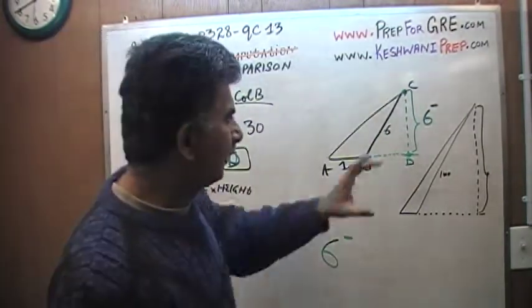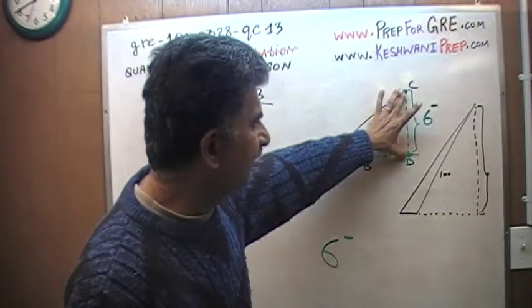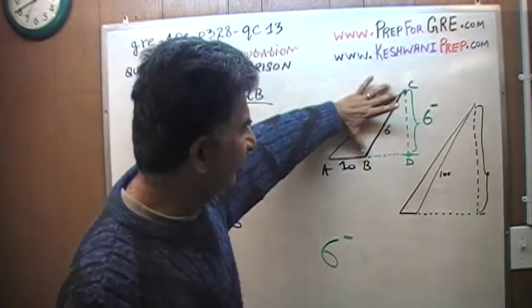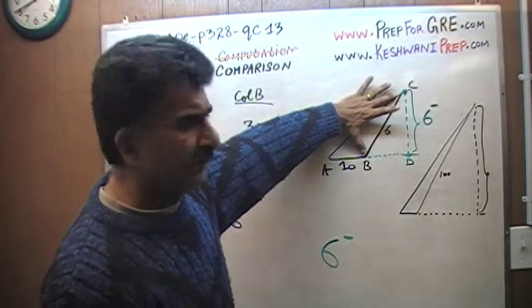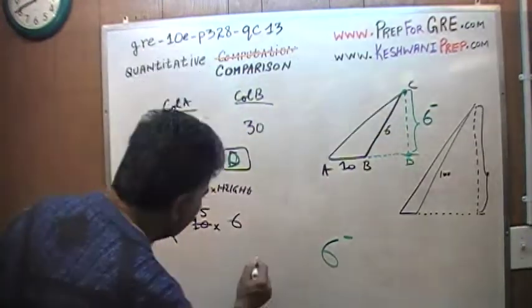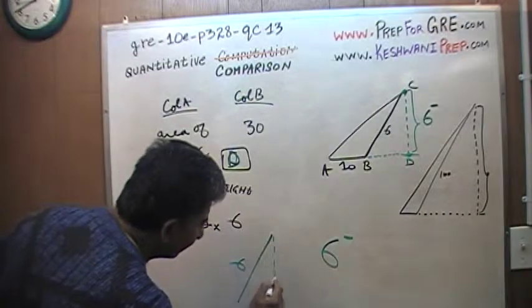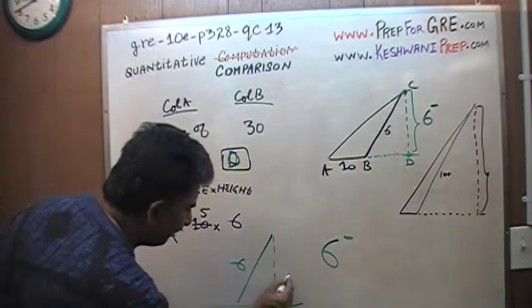Now how do I know that this distance C to D is less than 6? Because this distance at a slanted angle, a slanted line rather, is 6. So if I tell you that this line is 6, then the one that is coming down straight has to be less than 6, obviously.